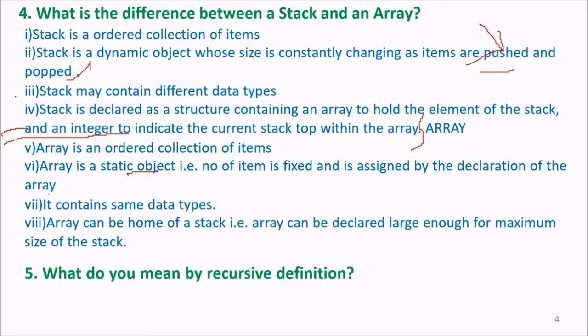Next, stack may contain different data types. While I'm saying it may, if you implement stack by an array, you will not be able to do this. If you implement it by any other data structure, then you can do it. Array contains the same data type. Then you come to the fourth one, that is, stack is declared as a data structure containing an array to hold the elements of the stack, and an integer to indicate the current stack top within that array. While an array can be a home to a stack, as I suggested, you can implement stack using the array.